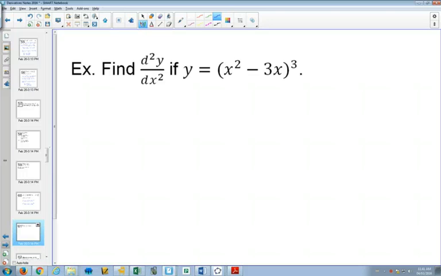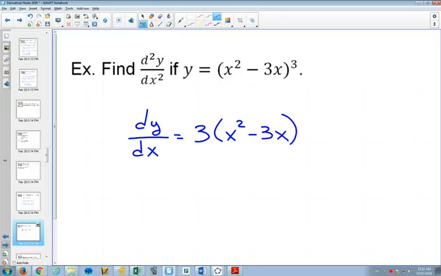Here's just different notation. Here's Leibniz notation. It's asking the same thing. What do we have in the first derivative here? What kind of rules are we going to have? We're going to have the chain rule. So dy dx, 3 is going to come out in front. Inside stays the same. Subtract 1 from the exponent. Multiplied by the derivative of the inside, 2x minus 3.